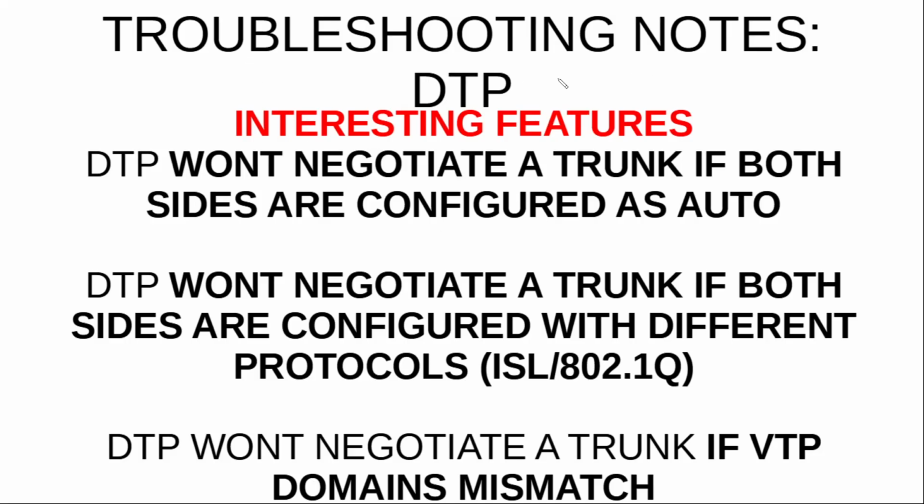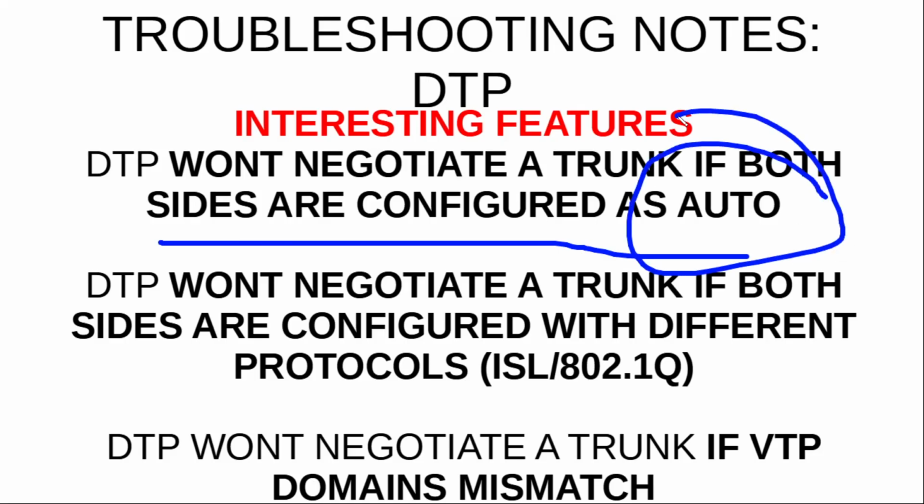Now remember your DTP. DTP won't negotiate a trunk if both sides are configured as auto. Auto is the default. DTP won't negotiate a trunk if both sides are configured with different protocols. DTP won't negotiate a trunk if VTP domains mismatch. This is a VTP thing. If one switch is using one certain VTP domain, and your other switch is using a different VTP domain, DTP won't negotiate a trunk there.